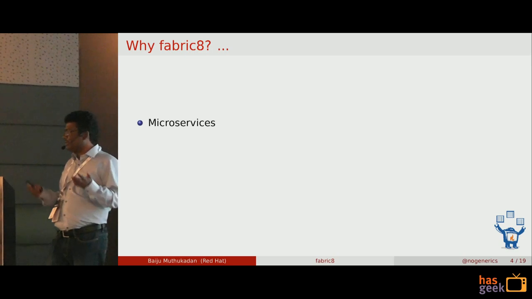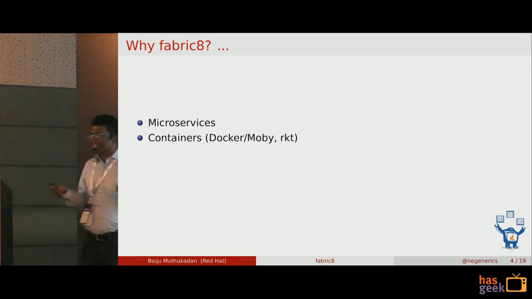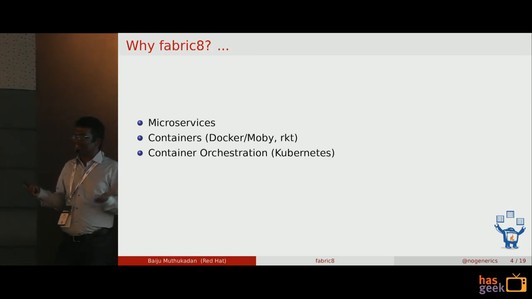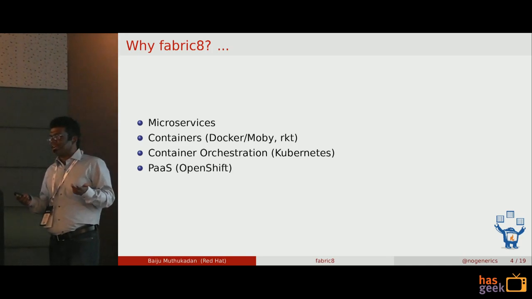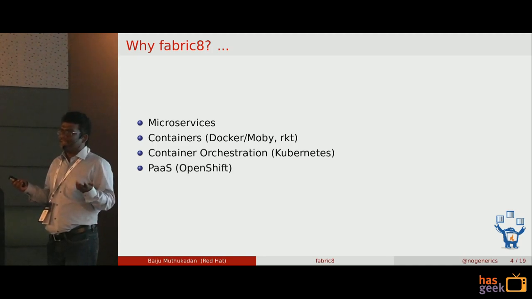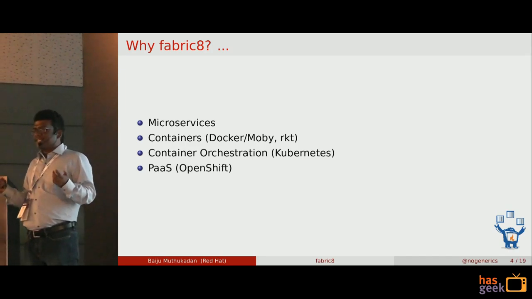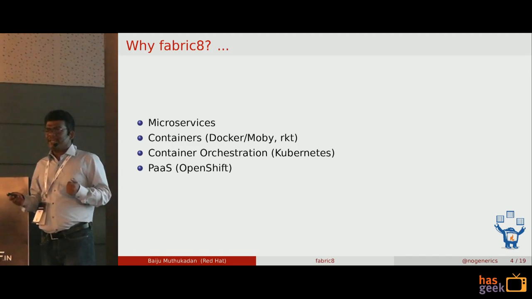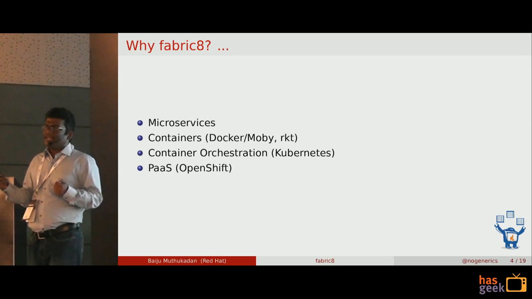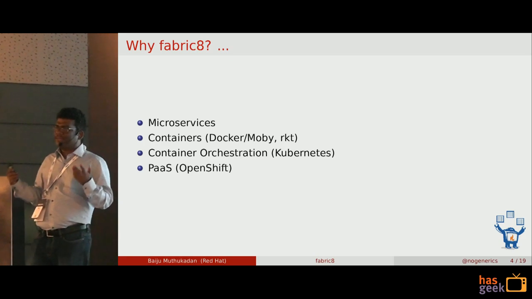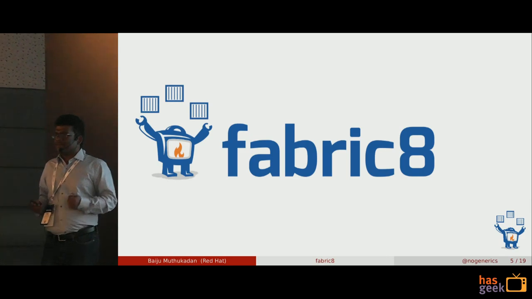Along with that, you also hear things like microservices, containers, Moby, Rocket, Docker, and things like container orchestration, Kubernetes, things like that, right? And PaaS, OpenShift. Now, we know that software has become such an essential part of every company, and this kind of complexity for developing applications is also becoming very difficult with all these innovations. So this is where Fabric8 comes into the picture.